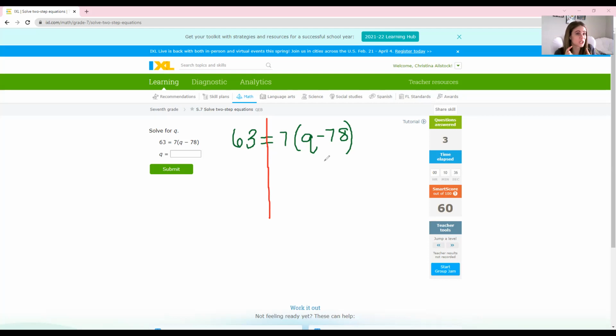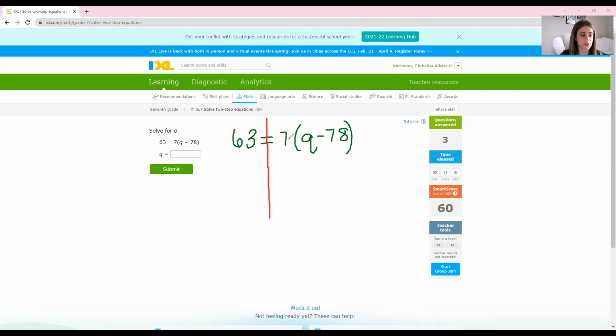You got to do a little something special first, because that parentheses prevents us from adding 78 because it's trapped inside those parentheses. Therefore, we need to get rid of them first. And like I said, one way you could get rid of them is distribute that 7 and go about your way. The other way, which is what I'm going to show you, is inverse operations.